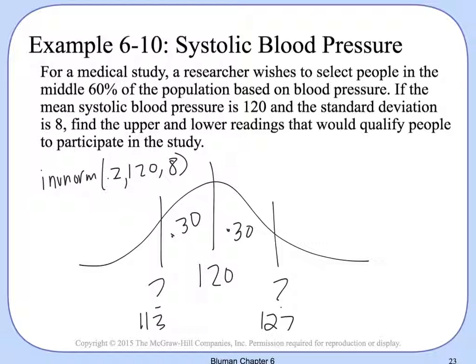If I want to use my calculator, what am I going to have to type in? Inverse norm. What percent is below here? Well, this is 30, this is 30, this was 20, so it was 80. So 0.8, 120, 8. And we got a score of what, 127? 126.7, which could round to 127.